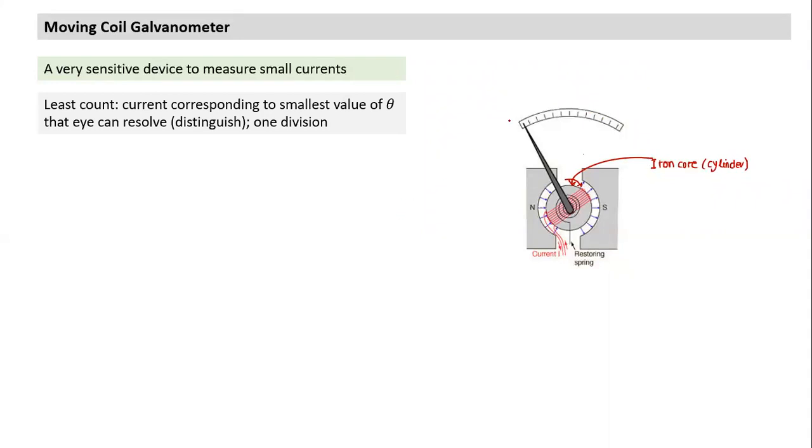What will the least count correspond to? The least measurement is one reading, so you can easily find the least count. Least count is the current corresponding to the smallest angular division.